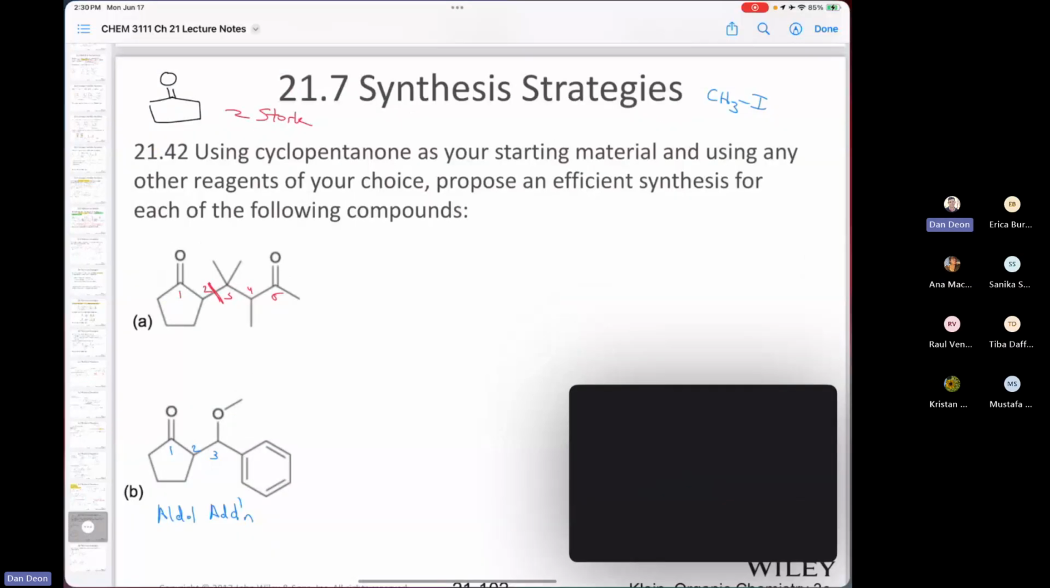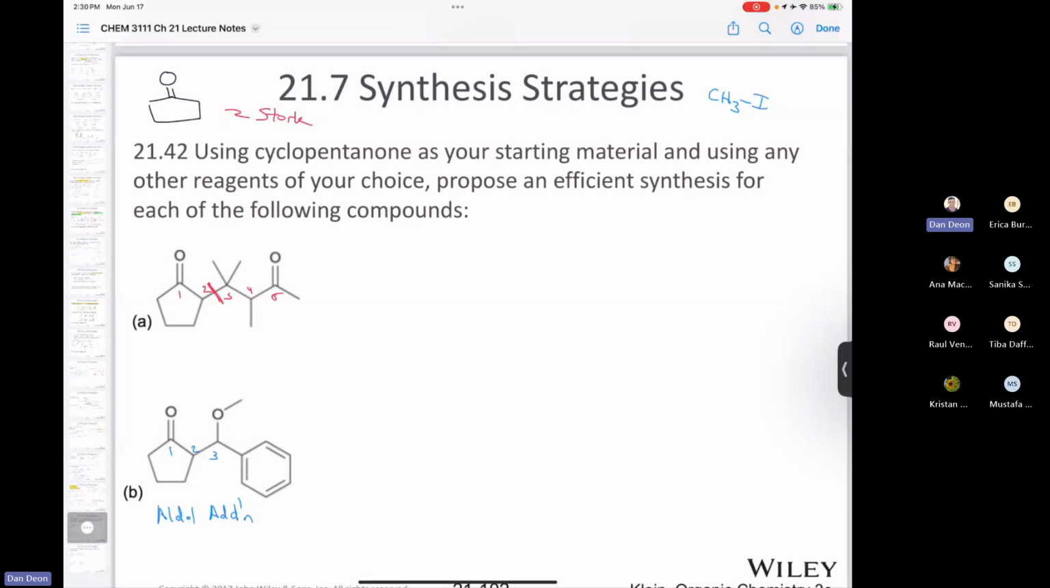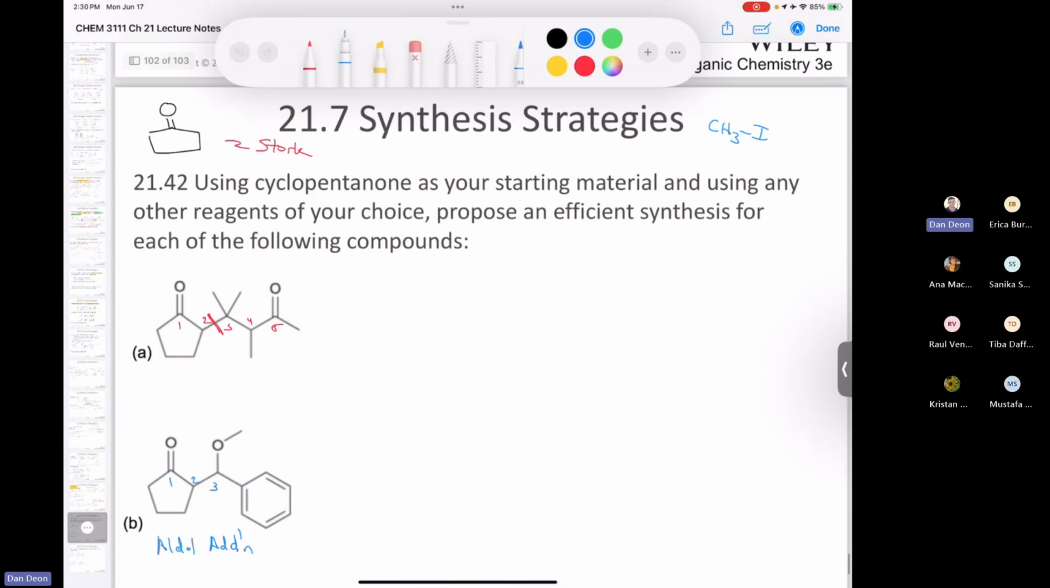Okay, let's take a look at question 21.42. It says we're starting with cyclopentanone as your starting material, and using any other reagents of your choice, propose an efficient synthesis for each of the following compounds. Well, we went over the first one before the break, and we said, well, we've got a 1,5-dicarbonyl, and cyclopentanone is not going to give us a 1,4 addition.